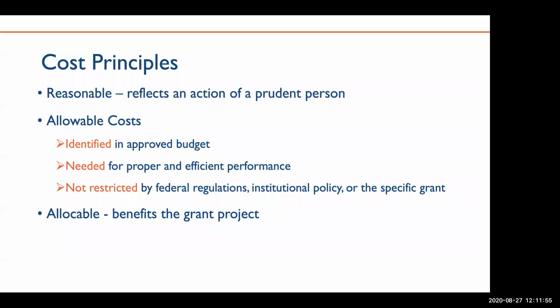Additionally, costs should be allowable under the regulations or award provisions. So in addition to being necessary and reasonable, they are allowed within the terms and conditions of the award and within your own organization. Finally, costs should also be allocable and verifiable, meaning they should benefit the project, be easily identified and assigned.